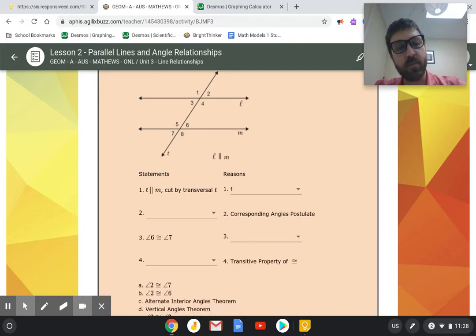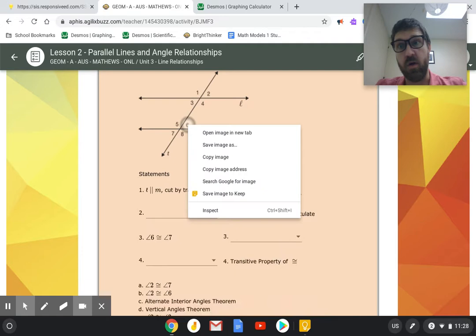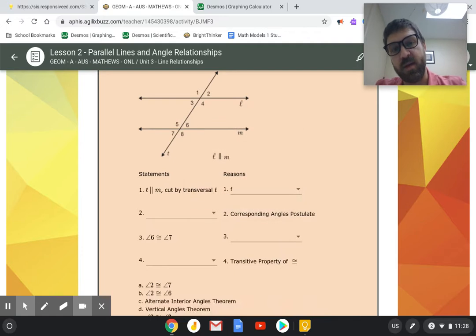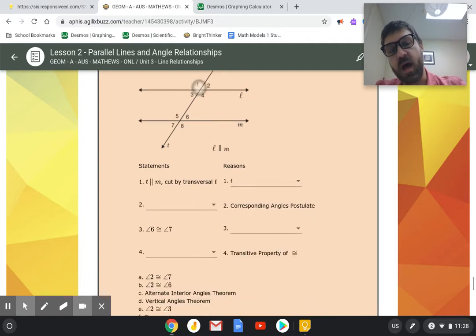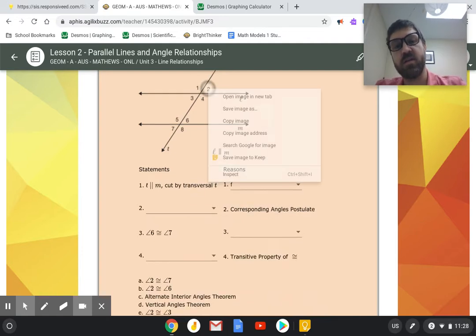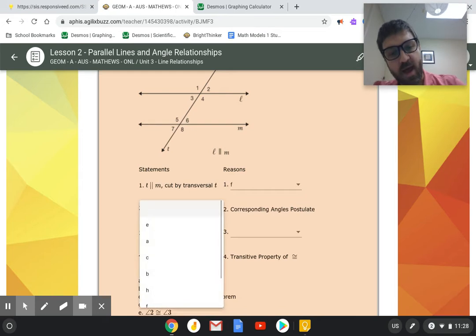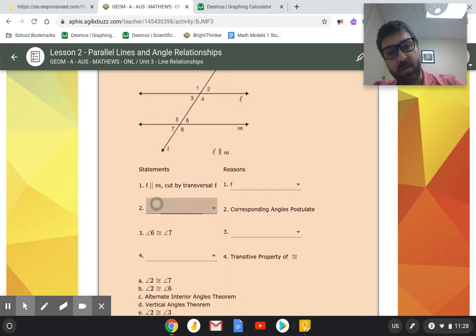So it's not A. Then we go to B, 2 and 6. Those are corresponding. They are in the same position. They're on the top right side of the intersection. Top right side. 2 and 6, those are corresponding. That has to be our answer. Answer choice B.